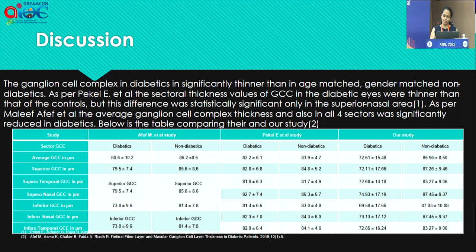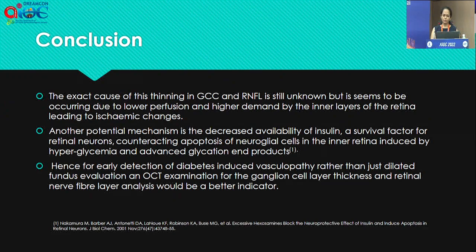Similarly, in the ganglion cell complex, there was a significant difference in both, but in one study they found that there was only a difference in superior nasal, and in the other it was found to be significantly decreased in all 4 sectors. So in conclusion, the exact cause of this thinning in GCC and RNFL is still not known, but it seems to be occurring due to lower perfusion and higher demand of the inner retinal layers, which leads to these changes.